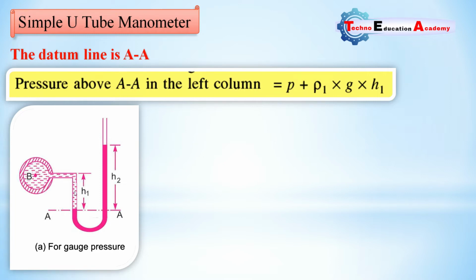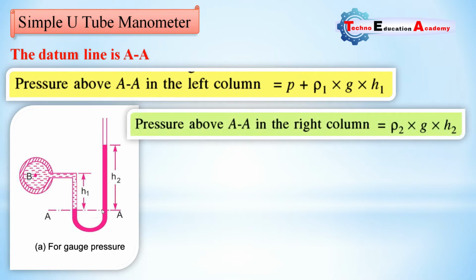So here we are considering rho 1. Rho 1 is the density of light liquid, G is the gravitational acceleration, and H1 is the height of column in left hand side column, the height of column for light liquid. Same for pressure above AA in the right column. In right column here we are considering high dense fluid, which density is higher than light fluid in the left hand side column. So the pressure in the right column equal to rho 2 GH2, or we can say pressure due to the height column H2 equal to rho 2 GH2.